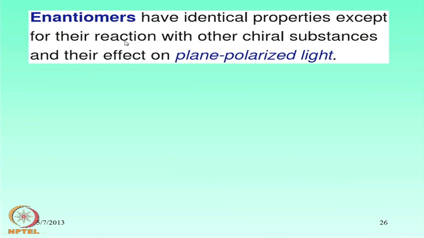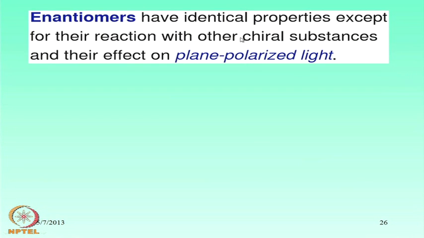So, we see how these enantiomers can be identified experimentally. The enantiomers have identical properties. All other properties are the same; the only difference is that they can react differently with some chiral substances. If it is reacting in ligand substitution or any other reaction with a chiral molecule, then only it can show a different property with respect to the chiral compound that is coming and reacting with the molecule.